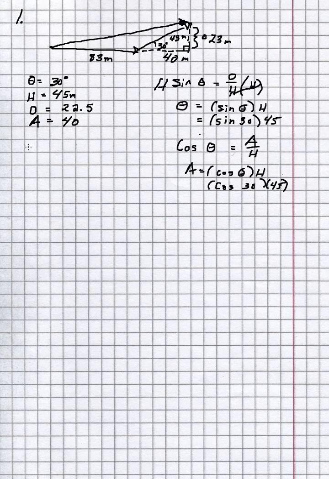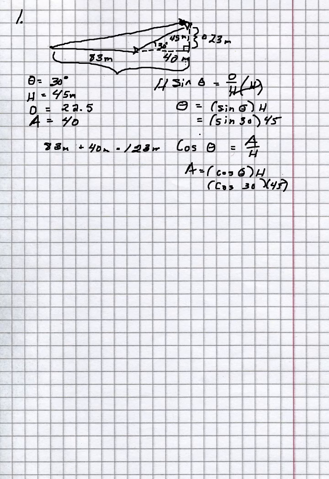Now you can see that in order to find the bottom of the triangle, I'm going to have to add the 83 meters plus the 40 meters to get 123 meters for the bottom of my triangle, because I have to have this entire length right here.